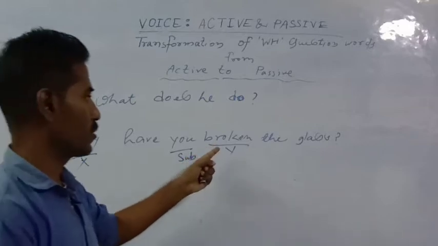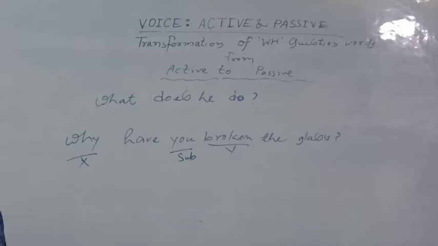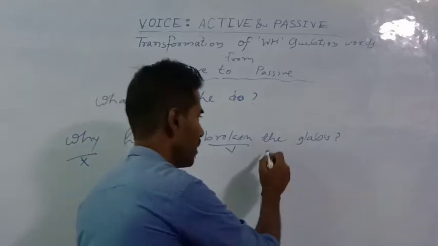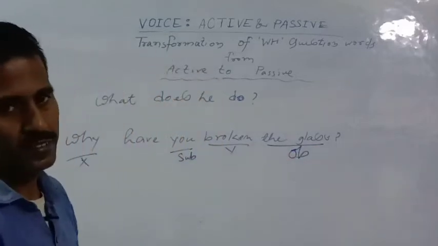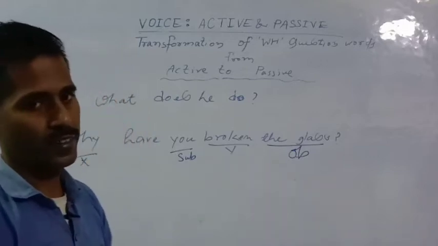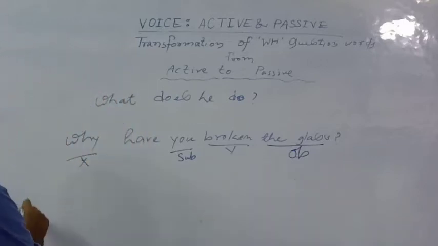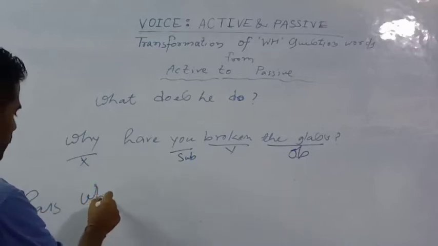If you ask a question to the verb broken, what broken? The answer will be the glass. So the glass will be the object here. Are you getting me? Subject, verb and object. All right, now passive. While passive, we know the WH question word will remain as the WH question word.